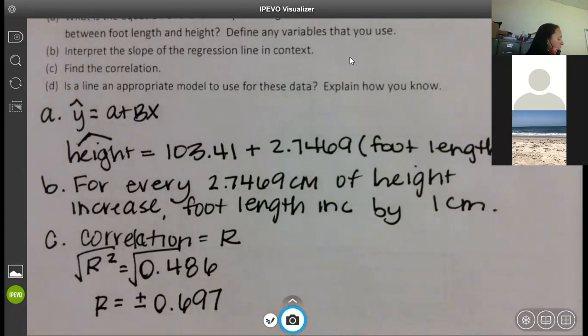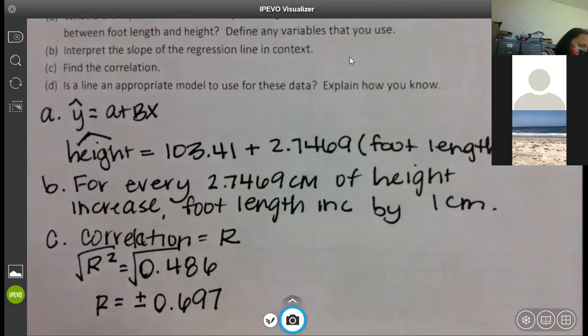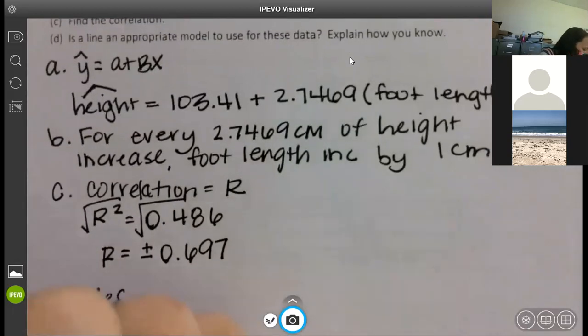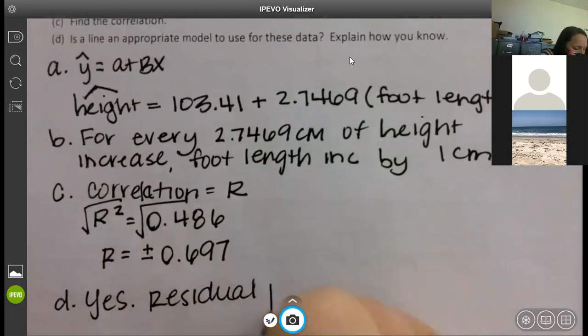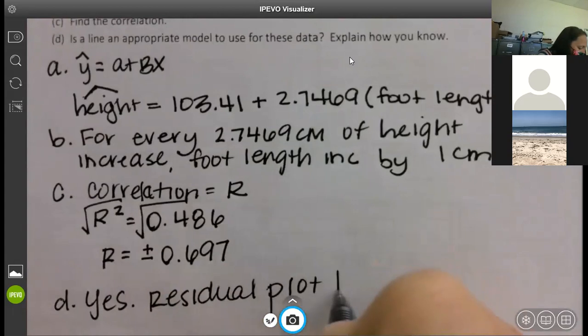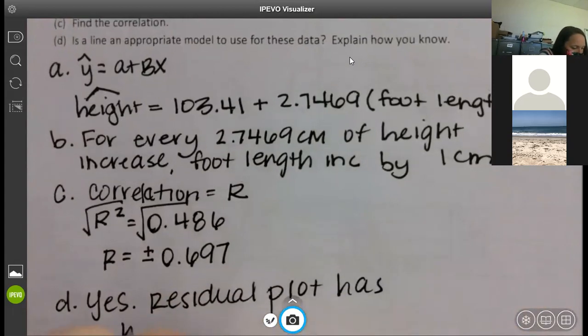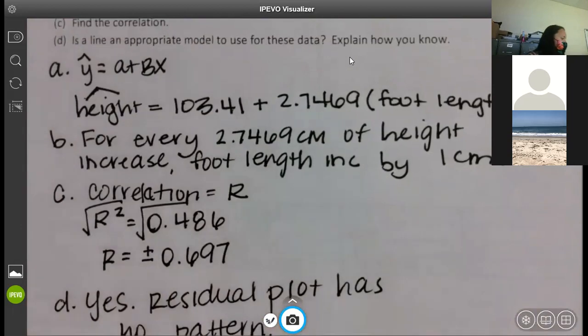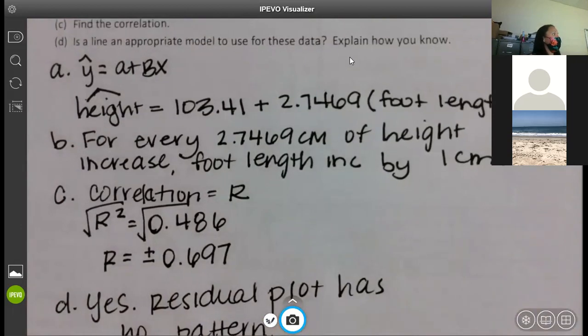All right. Part D is align an appropriate model to use for this data and explain how you know how. The residual plot, make sure you mention that. It has no pattern. So that's pretty much what you've learned this unit, okay? So make sure that you understand that.